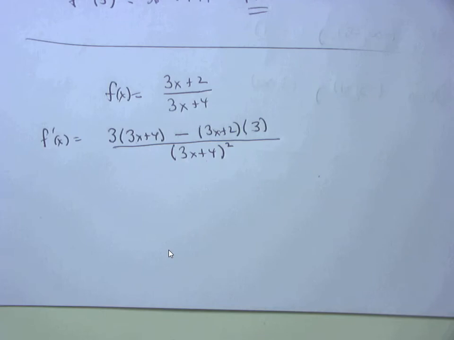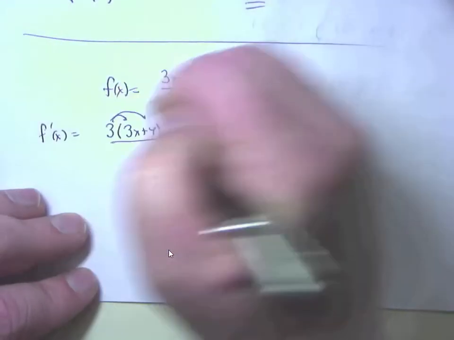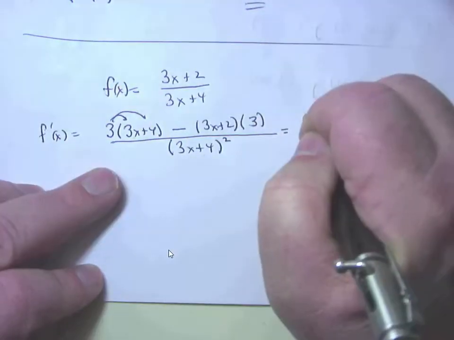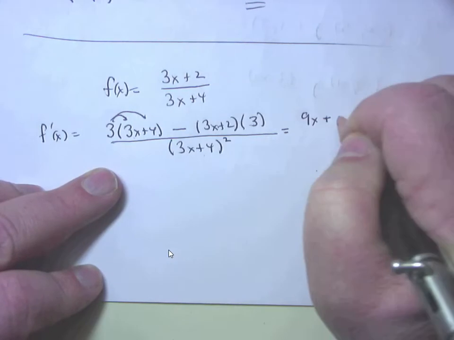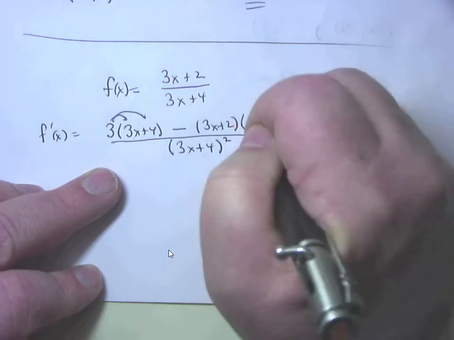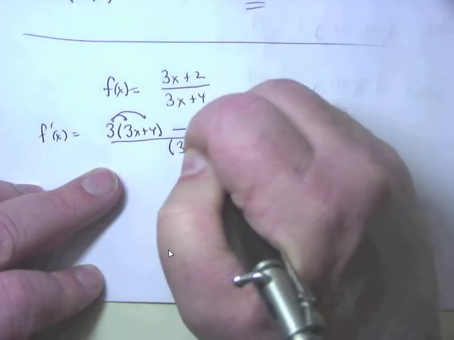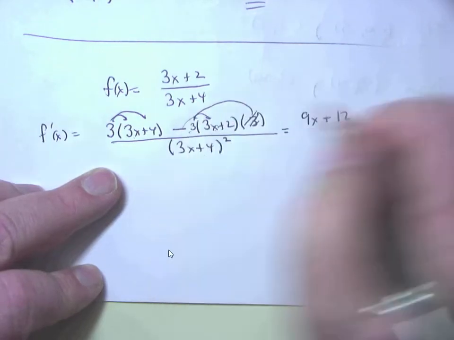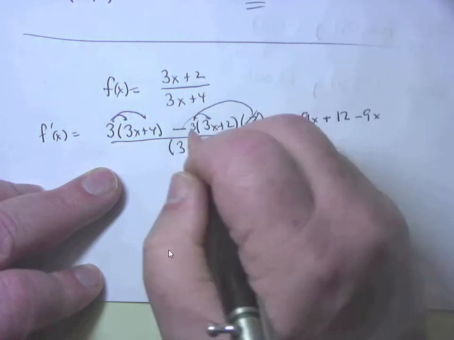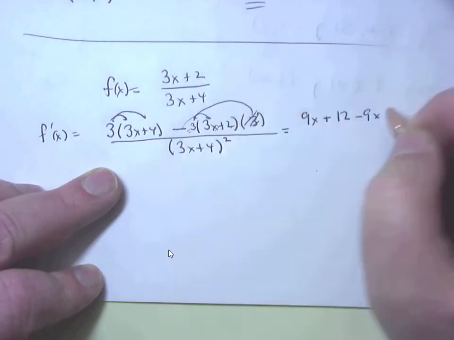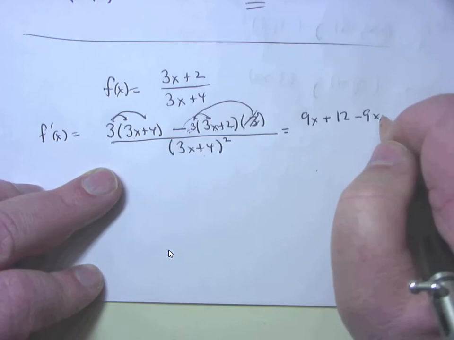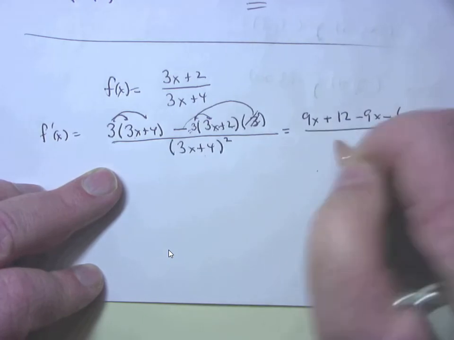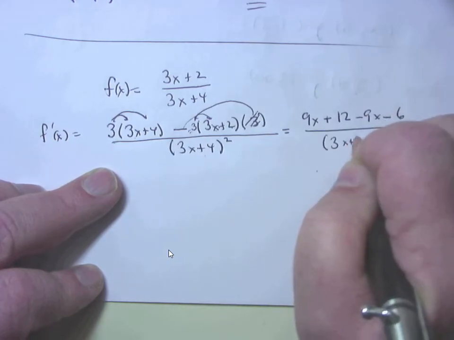And to be able to take the second derivative, I've got to clean this guy up. So to clean this guy up, just be careful, watch the careless errors. I'm going to distribute the 3. This will give you 3 times 3x is 9x plus 3 times 4 is 12. With that is a minus, so I'm going to distribute the minus 3. Minus 3 times 3x is going to be a minus 9x. Minus 3 times 2 is going to be a minus 6. All over 3x plus 4 squared.